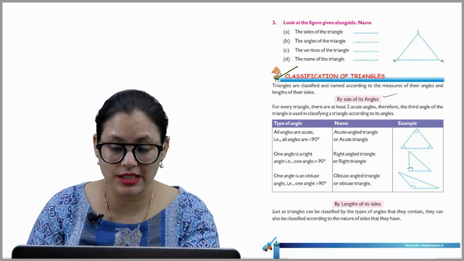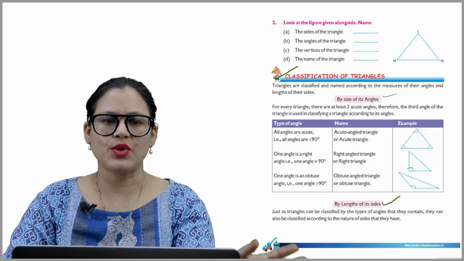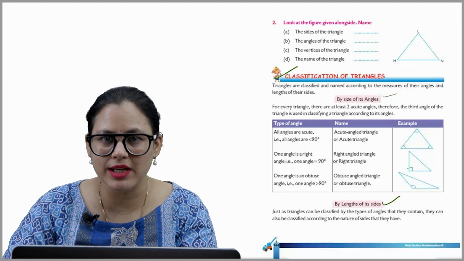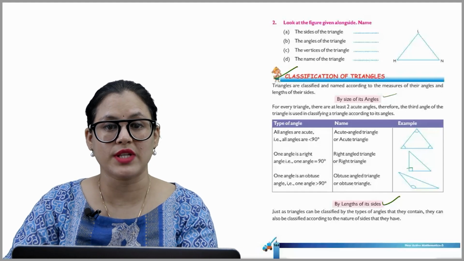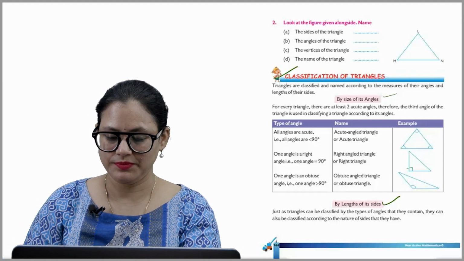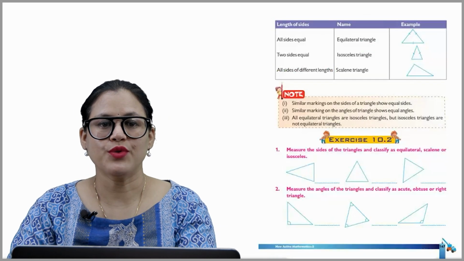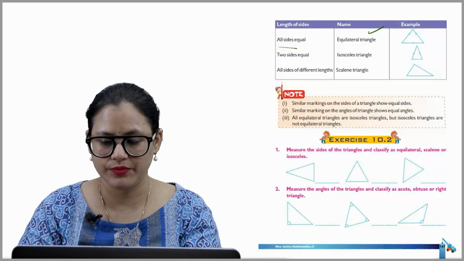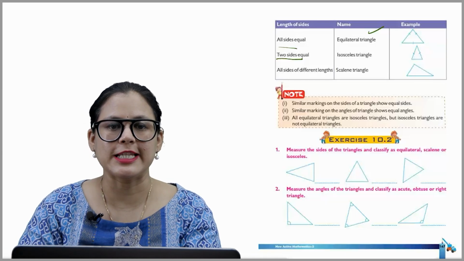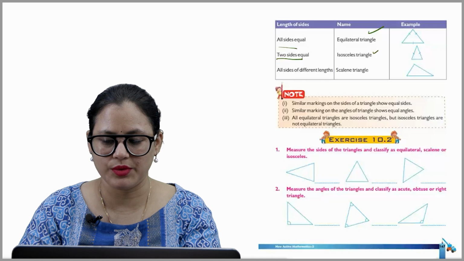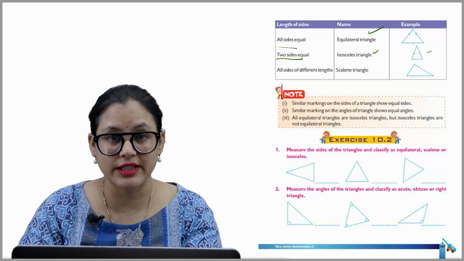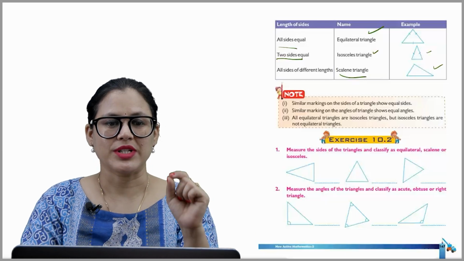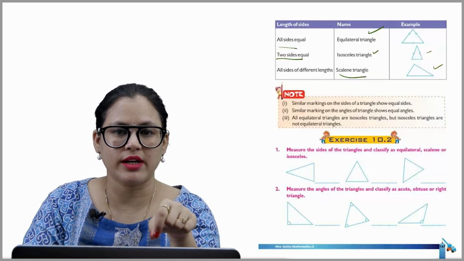Now, by lengths of its sides. Just as triangles can be classified by the types of angles that they contain, they can also be classified according to the nature of sides that they have. Length of sides: if all sides are equal, then this triangle is an equilateral triangle, right? If 2 sides are equal, then this triangle is an isosceles triangle, okay? And if all sides are of different lengths, meaning no sides are equal, then it is a scalene triangle, like this, right? Note, similar markings on the sides of a triangle show equal sides.